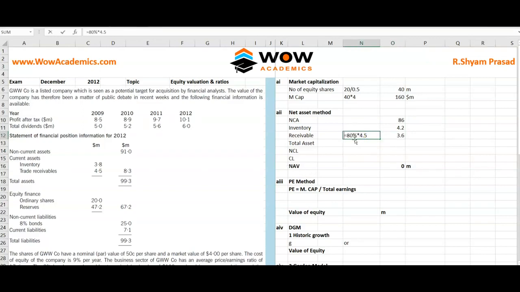We'll do the workings here. Okay, so this will give us our total asset. So we have taken non-current asset, inventory and trade receivables.